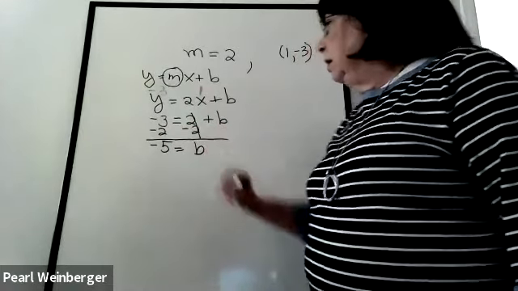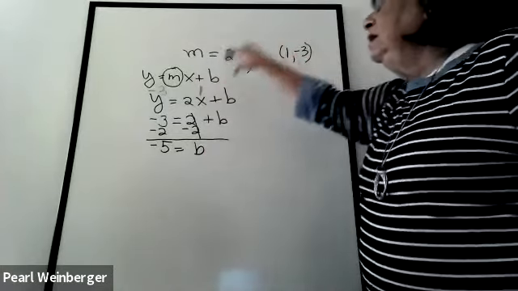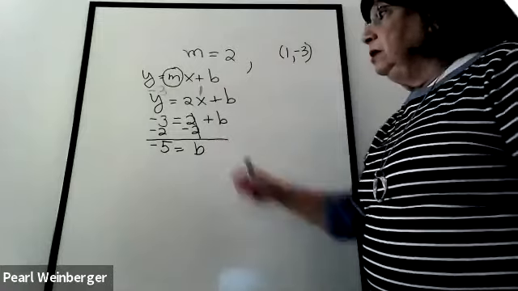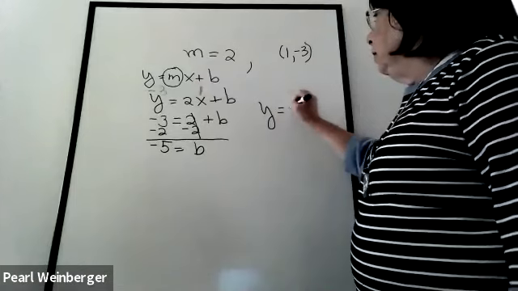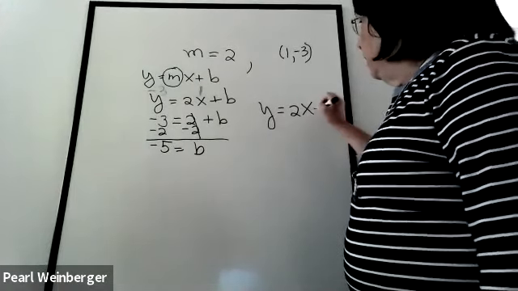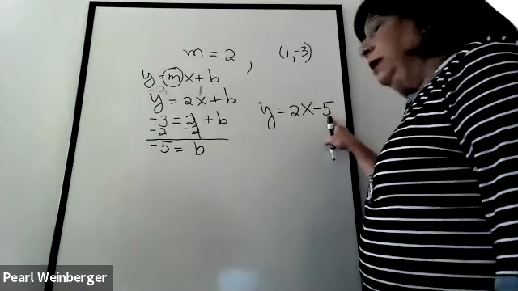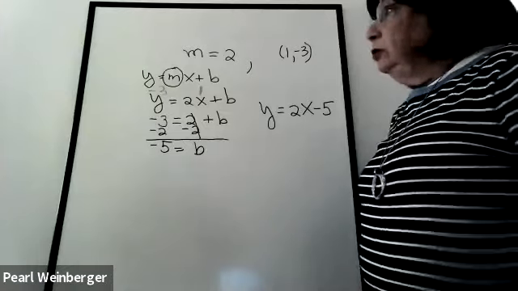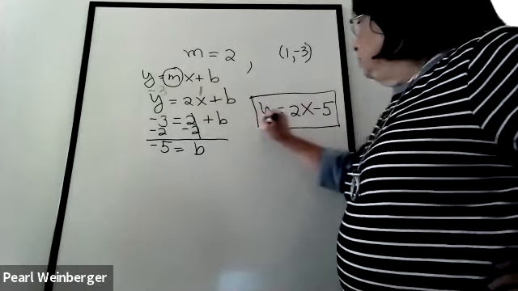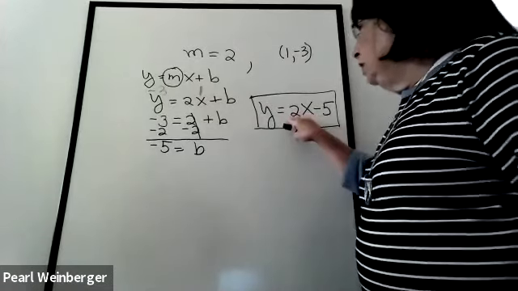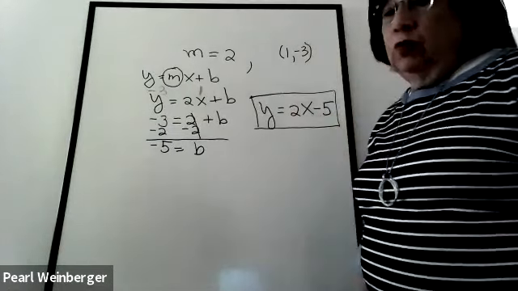equals b. So substituting in the coordinates of the points into the equation allows me to solve for b, and now I know that the equation of this line has to be y equals 2x minus 5. The slope is 2, and the y-intercept is negative 5. So that's how we write the equation by taking the description. Notice we first filled in the slope, and then we used a point to figure out the y-intercept.